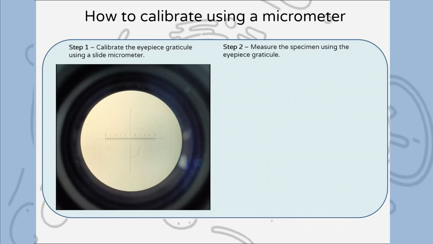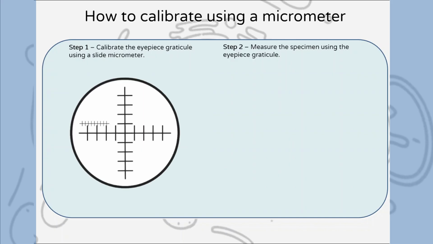So the first thing I'm doing is I'm lining up my graticule, which is the small line found in the middle of the eyepiece, with the micrometer, which are those bigger units that you can see in the background that I focused on first. Once they're lined up, I can take a measurement of the micrometer against the graticule. I'm going to stop the videos and show you an example of that very quickly.